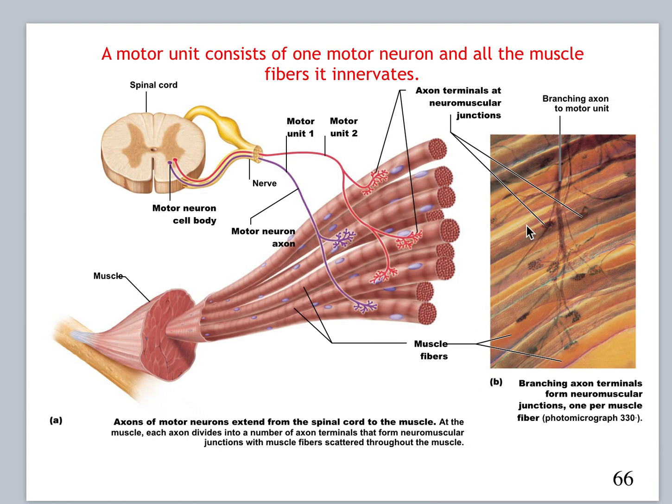Here's another diagram of a different motor unit. It shows the motor nerve coming out here, innervating these different muscle fibers. This motor unit 1 innervates and causes certain muscle fibers to contract. Motor unit 2 causes other muscle fibers to contract. So this shows two motor units.